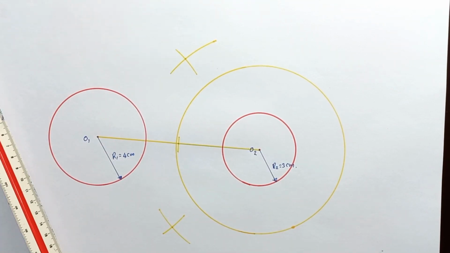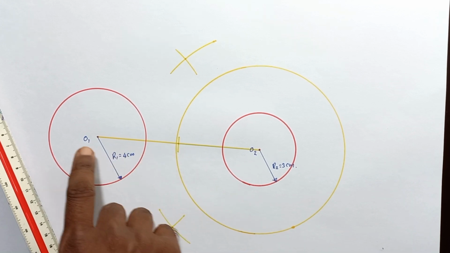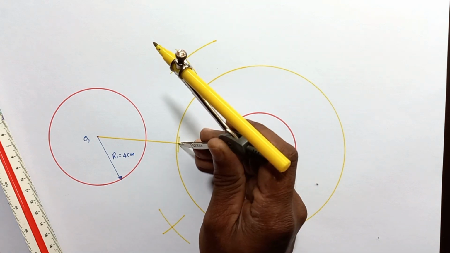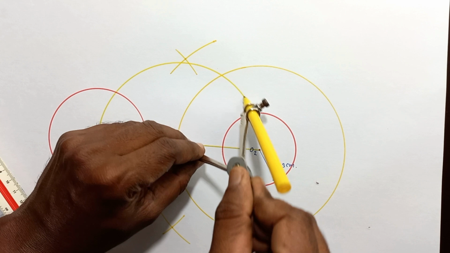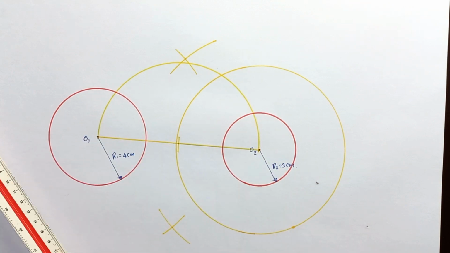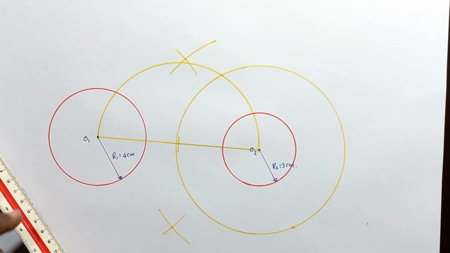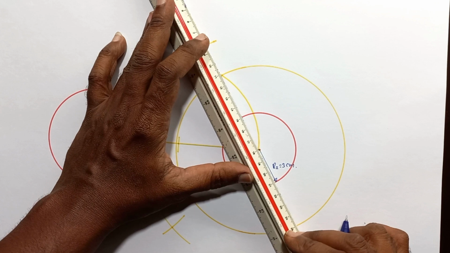Then draw a circle by taking this point as center point and radius as distance half of this O1 O2. Then take this intersection point, this one. Then draw a line by connecting O2 and this intersection point.